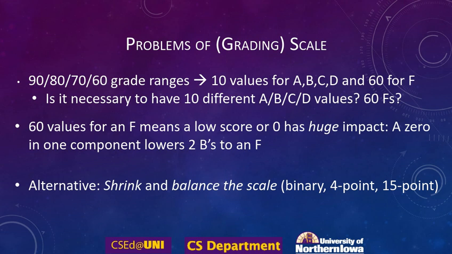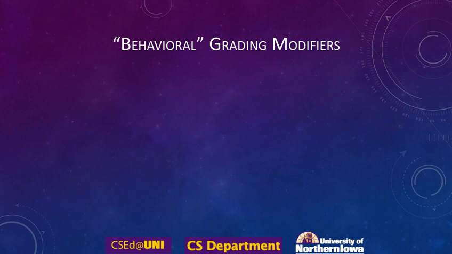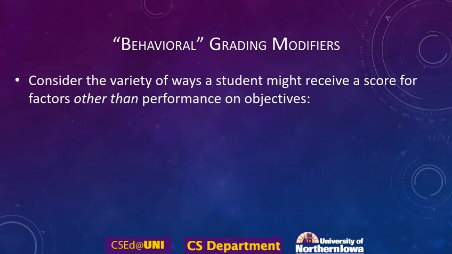All right. So what are some other problems that we've had? Things that we would call behavioral grading modifiers. So if you look back and you think about your grading, or we looked at our grading, and we realized that we had a variety of ways where a student's score would come from something other than their performance on the objectives of the class, and almost always or frequently these were things related to the student's behavior, which was not actually part of the learning objectives.